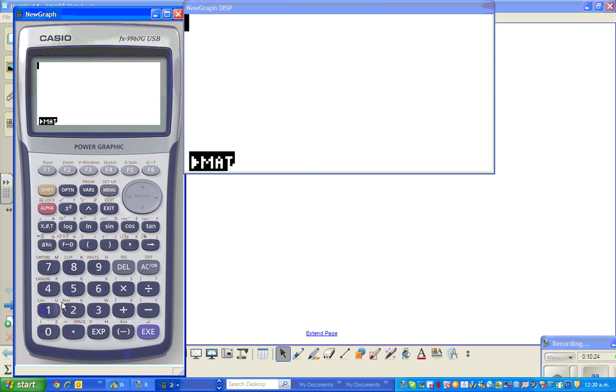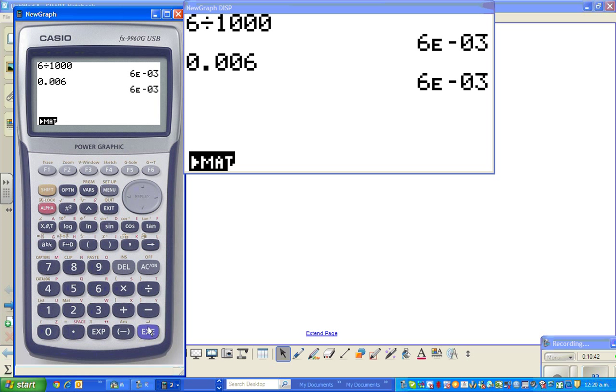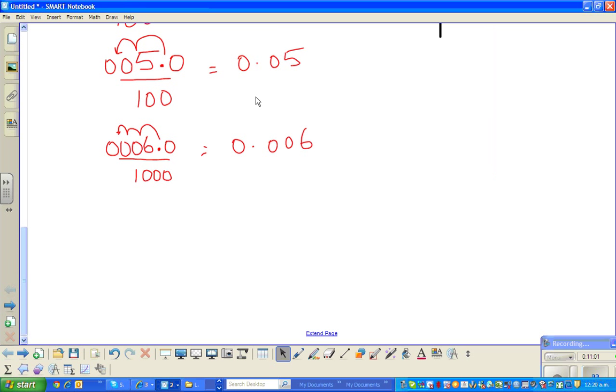I'll show you this again on a calculator, and in the next video I'll show you how to use this. So 6 divided by 1000 is equal to 0.006. Now this means 6 times 10 to the power negative 3. So don't be worried about this. This is called scientific form. So 0.006 is the same as this. Okay, I'll continue this in the next video. Keep watching. Thank you.